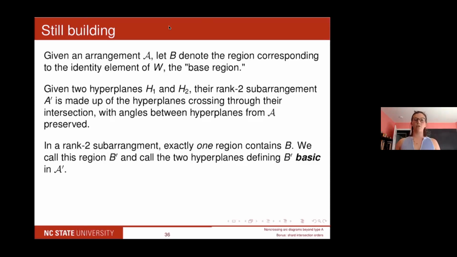And so in a rank 2 subarrangement, exactly one of these regions will contain our original base region. And we'll call this region B prime, and then we'll call the two hyperplanes that define that B prime basic in that hyperplane arrangement. So far, generally okay. All right.